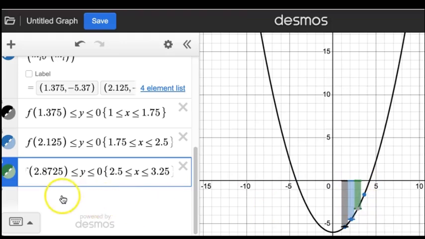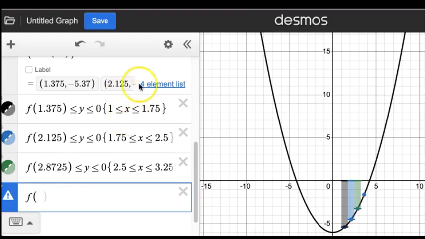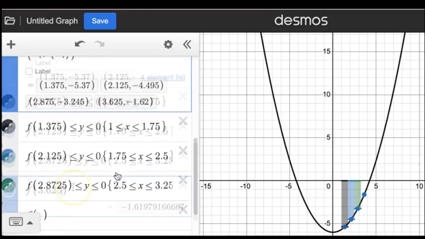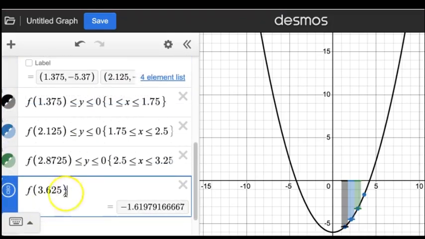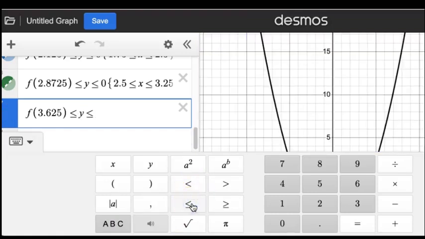And then let's add the fourth one. And so now we're going to do f of the fourth midpoint, because remember the depth of the rectangle is supposed to be the depth at that midpoint. So we'll go f of 3.625 less than or equal to y less than or equal to 0. I thought I was supposed to copy it. Did I not copy it? I didn't copy it.